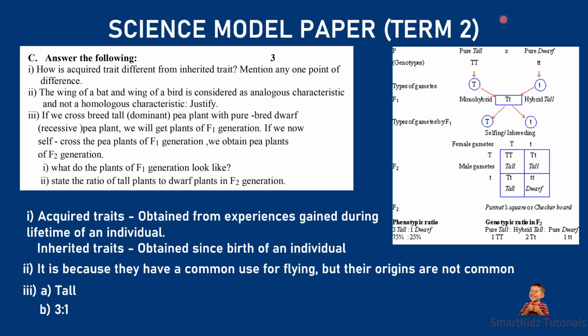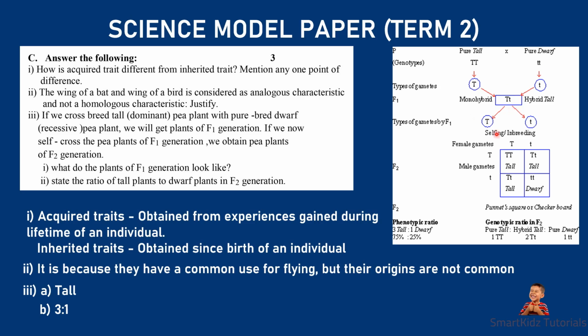F2 generation. So I have done this over here to show you what exactly will happen. So we have pure tall and pure dwarf, having capital T, capital T, so homozygous dominant, and here we have small t, which is homozygous recessive. So during gamete segregation, we get a capital T and we get a small t, and when they combine, we get a capital T and a small t. Okay, so genotypically it is capital T and small t, but phenotypically it is a tall plant.